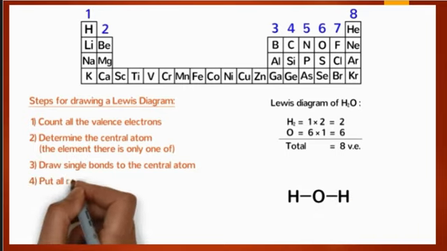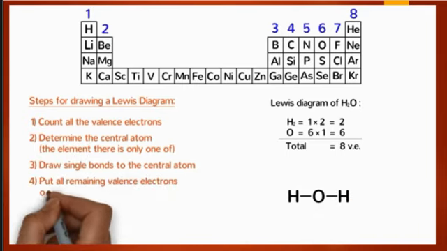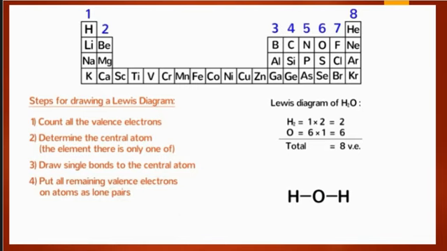Step 4, put all of the remaining valence electrons on atoms as lone pairs. For H2O, we start with 8 valence electrons. We have used 4 electrons for the 2 single bonds, so that leaves 4 more electrons left over. We put all 4 of these remaining electrons on oxygen instead of hydrogen because hydrogen is already happy with 2 valence electrons. Remember, never give hydrogen more than 2 valence electrons. Everyone else wants 8 valence electrons, but hydrogen only wants 2.